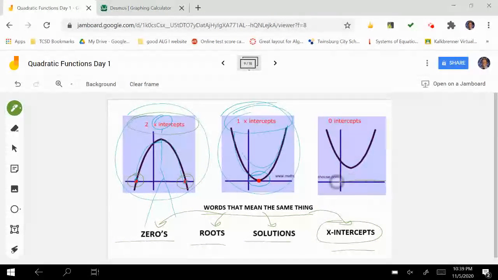What do you notice happens with this parabola? It doesn't come into contact with the x-axis. So that's why we say it has 0 solutions or 0 roots or 0 zeros. All right. So it's either 2 solutions, 1 solution, or no solutions. Another way to say it. Again, zeros, roots, solutions, x-intercepts, words that mean the same thing.